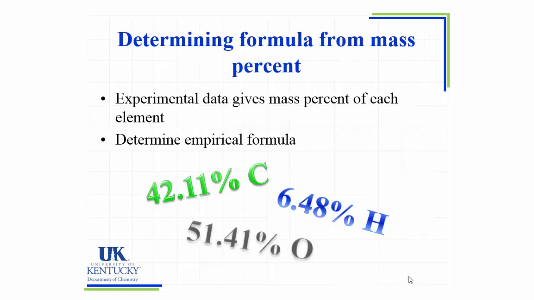Some experimental techniques give us a mass percent of elements in a compound, and we can use this information to determine an empirical formula for the compound. Remember that an empirical formula is kind of like a reduced fraction. It's the most simple ratio between the elements in a compound. So if we have experimental data that shows us the mass percent, we can figure out what this formula is.